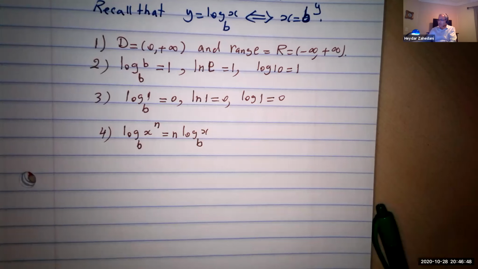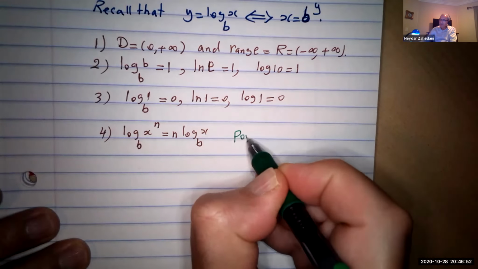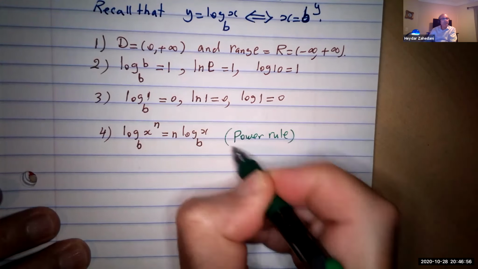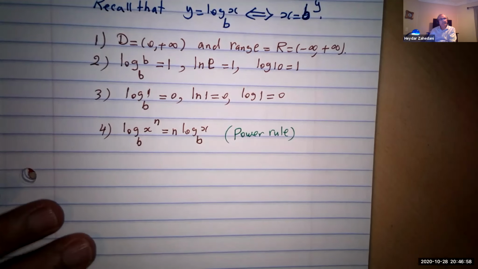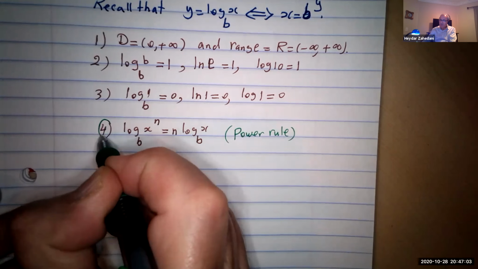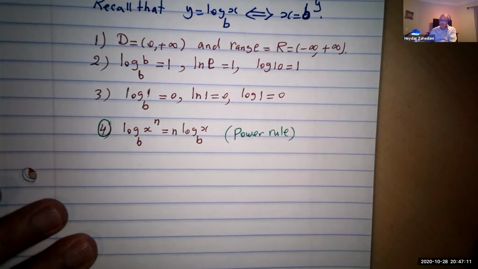This is referred to as the power rule. Any power, you bring it down. That's one case. These are the ones that are going to be used. We give you two problems, and the two problems are going to be about this. So that is the fourth one.